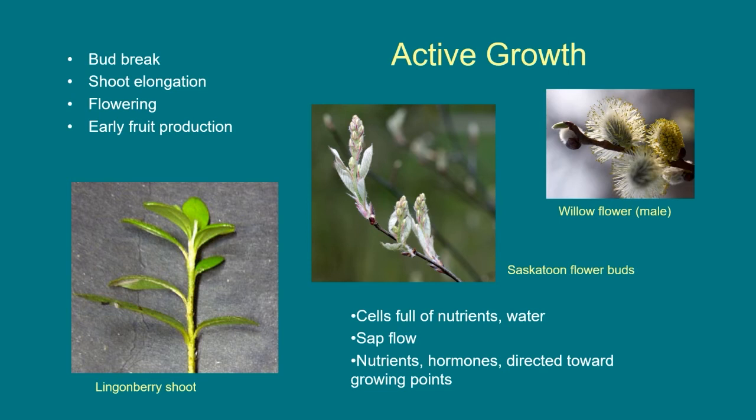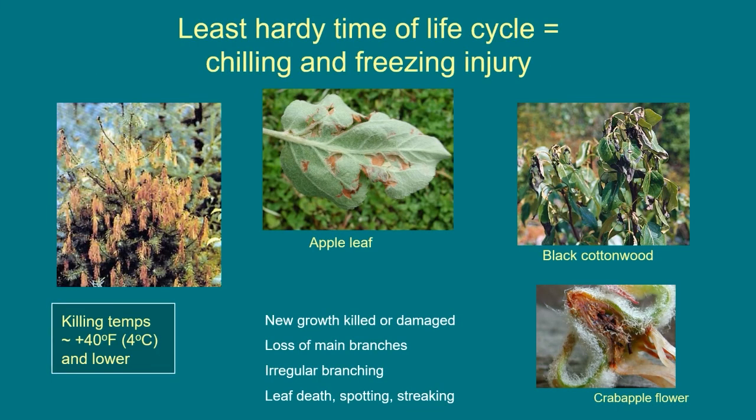During the period of active growth, buds open and the shoots elongate, flowers appear, and the fruits begin to form. Inside the plant, the cells are actively dividing. They're full of nutrients, hormones, and water. Tissues are succulent and tender, just the right stage for cold injury. The active growth state, in most instances, is the least hardy part of the cycle.